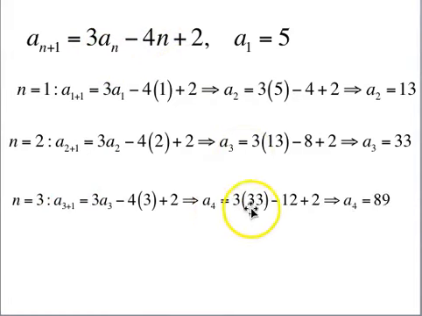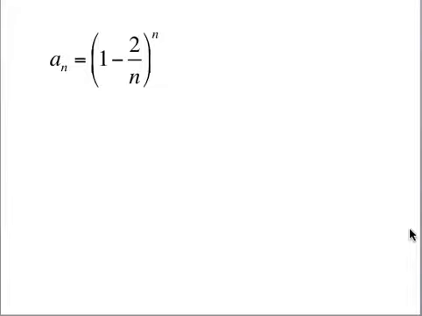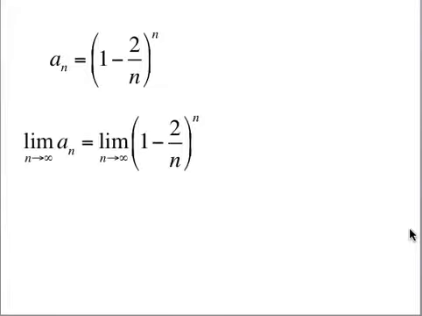A sub 4 is 3 times 33, the previous term, minus 4 times 3 minus 12 plus 2, which is 89. And here is another sequence for us to look at. A sub n is (1 minus 2 over n) to the n, and I'm interested in what happens to the sequence as n goes to infinity. What is the limit as n goes to infinity of a sub n?